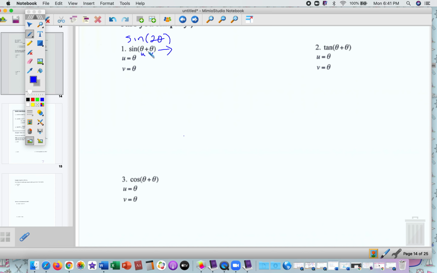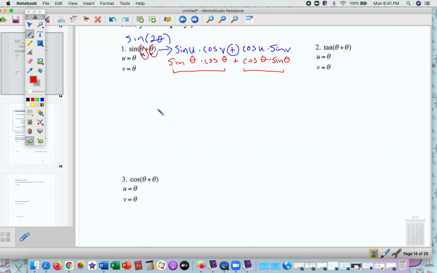We know that if u is theta and v is theta, we could expand this and say sine of u times cos of v plus cos of u times sine of v. And if u and v are both theta in this case, we would have sine of theta times cos of theta plus cos of theta times sine of theta.